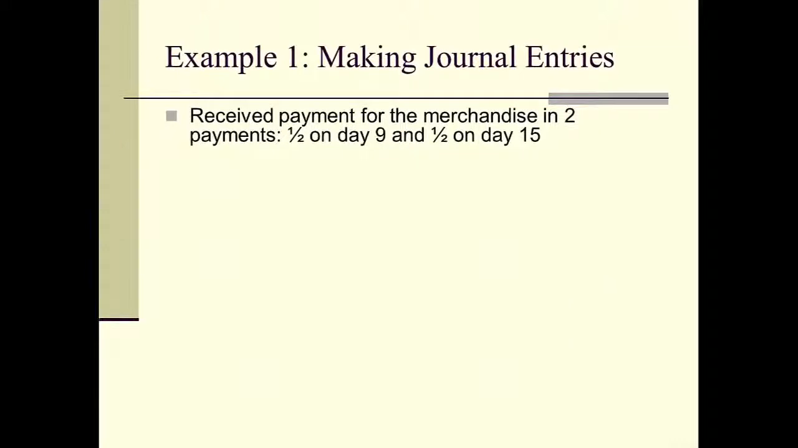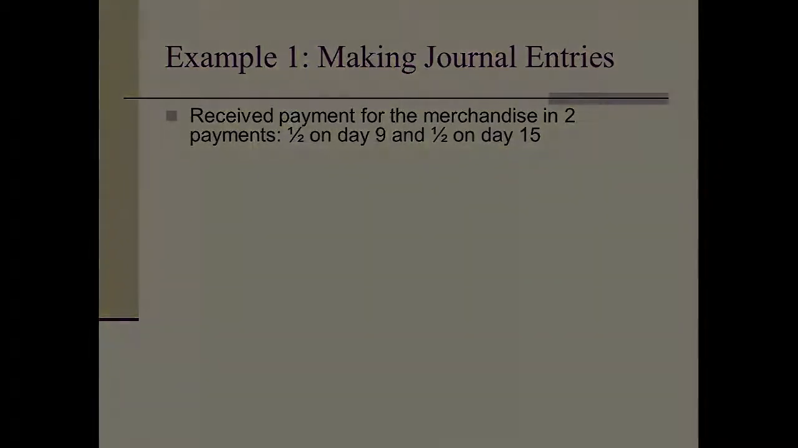So here we are in this example. They've paid half of it within the 10-day period on day 9. The rest of it they paid later. And we're going to go ahead and assume that they get the discount on any portion that they pay within the 10 days. So go ahead, make these two journal entries.